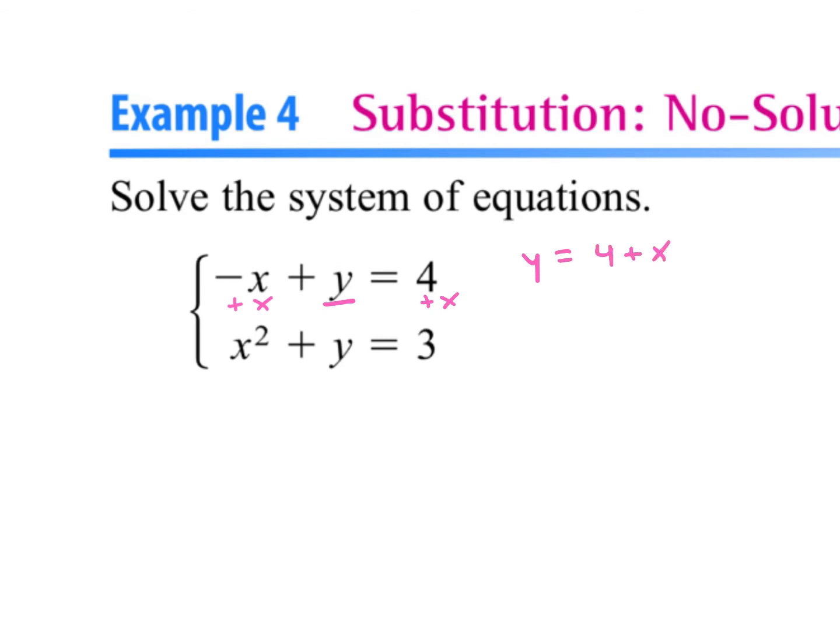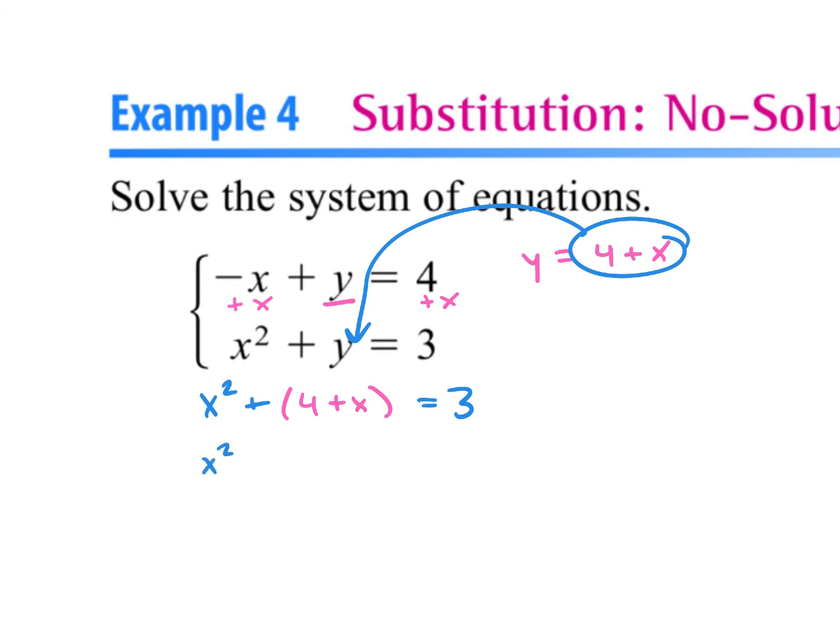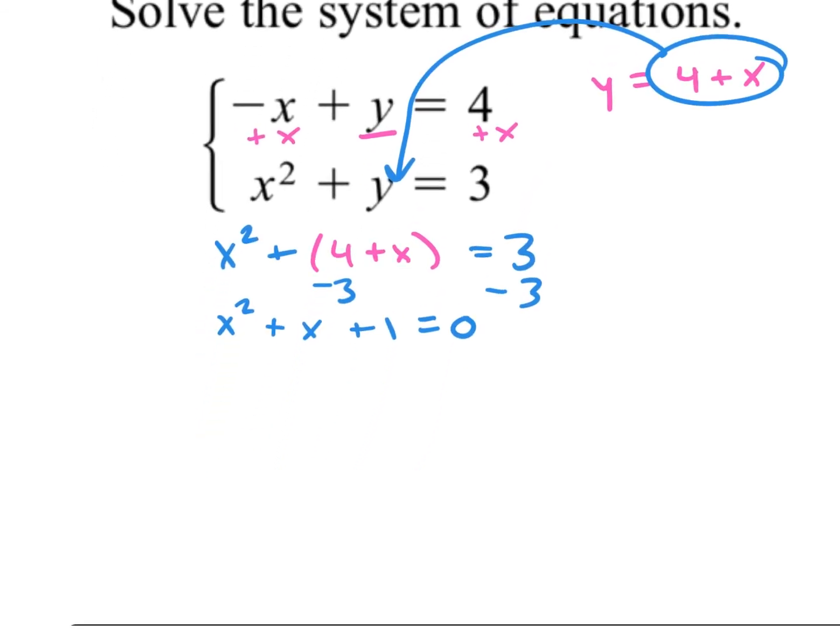What do I do with that? Plug it into the other equation, and it's y equals, so I'm plugging it into y. So I have x squared plus 4 plus x is equal to 3. I'm going to subtract 3 to the other side. So x squared plus x plus 1 is equal to 0. I just rewrote it in standard form because I have an x squared, so I know I'm going to have to factor. Do I have two factors of 1 that add to 1? No. Nope. So this would be no solution.